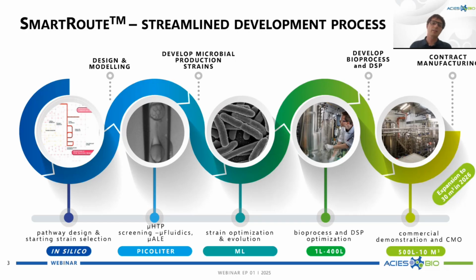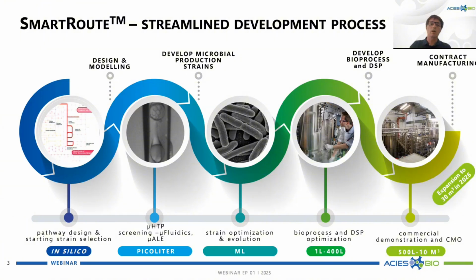environments, iterate these cycles, and when the strain is sufficient enough, we go into the bioprocess and DSP optimization first on the small scale, and then with the developed bioprocess and DSP, we scale the production process in our commercial demonstration facility with up to 10,000 liters of fermentation volume, and also do the contract manufacturing. And we are expanding the contract manufacturing facility to 30,000 liters in the next year. So stay tuned for the news regarding that part of our development.